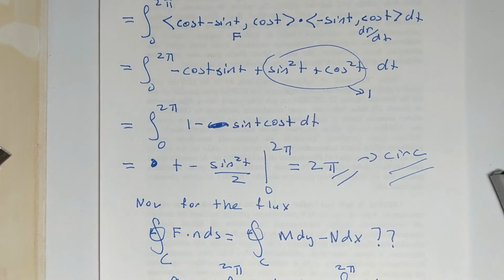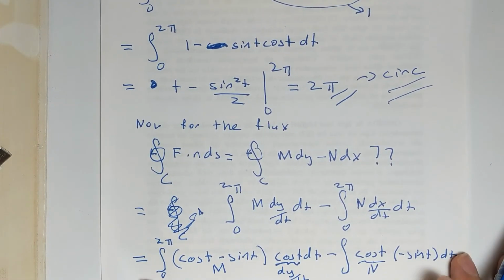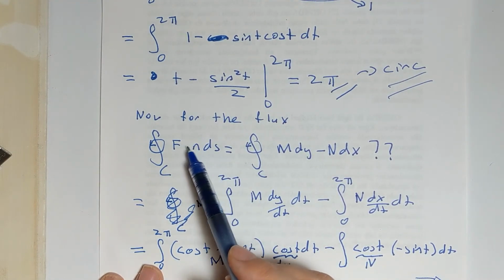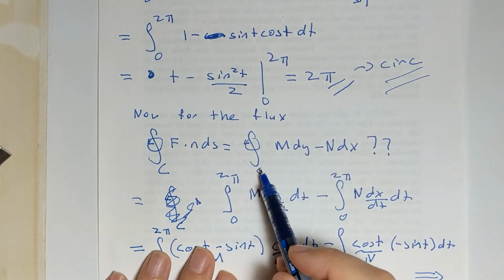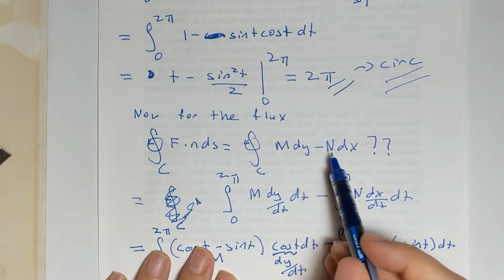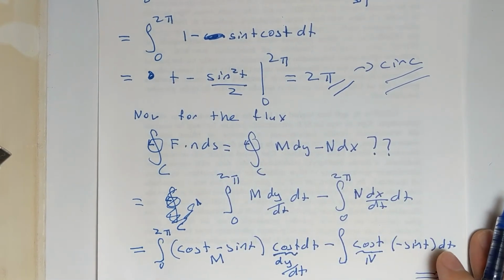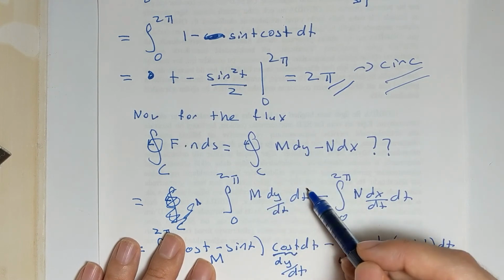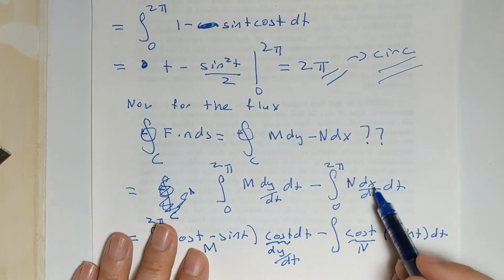Okay. Now let's go to the flux. So for the flux, instead of doing F dot T, we have to do F dot n, where n is the unit normal vector. Now, we already saw that we can write it as M times dy minus N times dx. But how am I going to calculate this? Well, I can do this: M times dy/dt times dt, they would have canceled each other out, minus N times dx/dt.